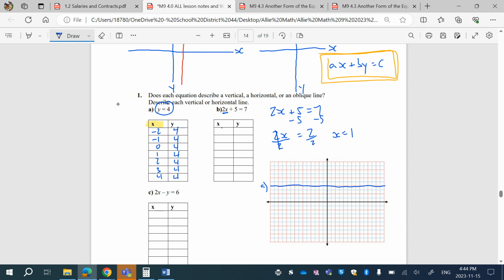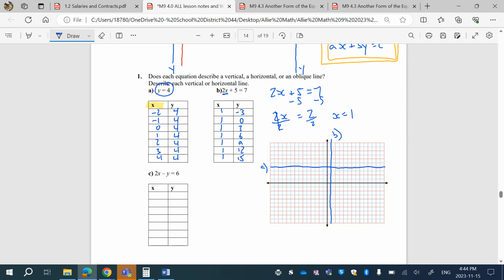So that's going to equal 1 there, 1 there, 1 there. And again, we have no restrictions on this. It could be -3, 0, 3, 6, 9, 12, 15, doesn't matter. Let's put x at 1. And there it is. It's a vertical line. So that's B. Let's look at this one.